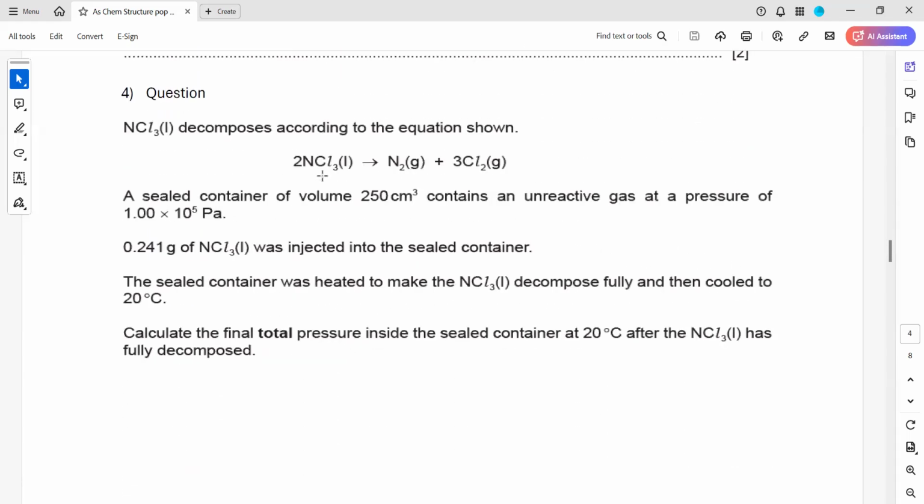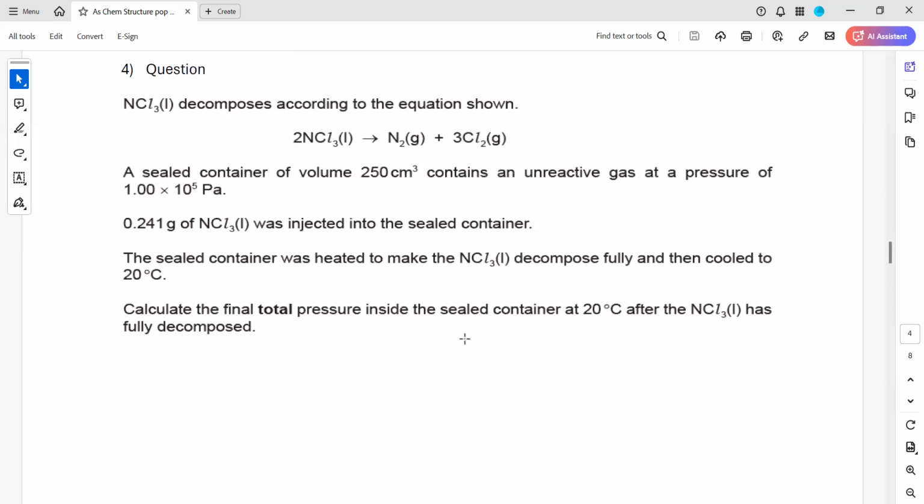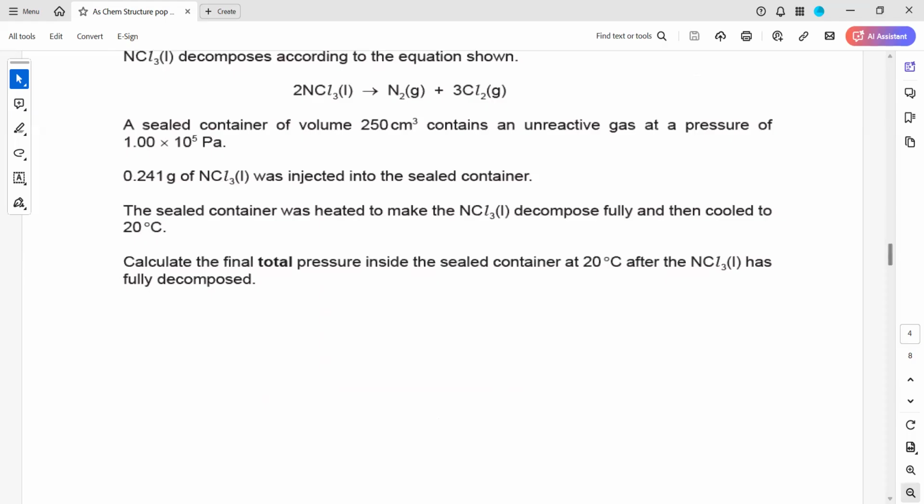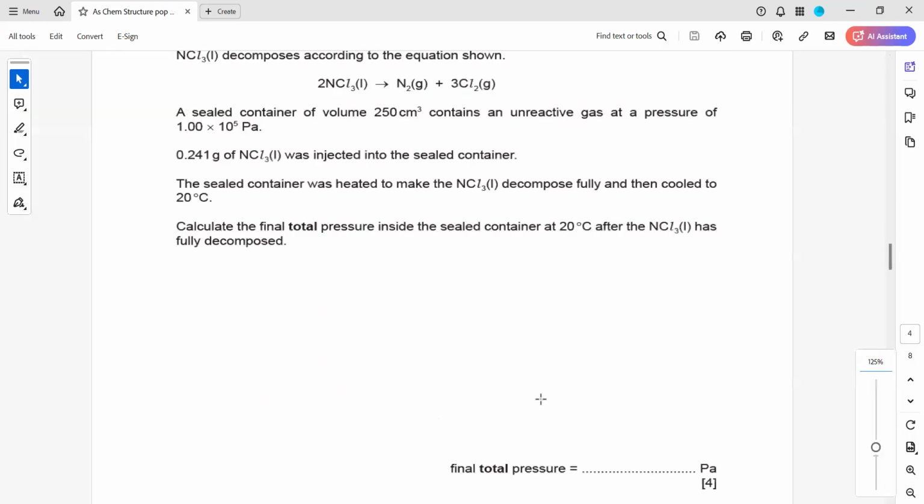Question 3 and 4, any doubt? Any doubt from question 3, 4?